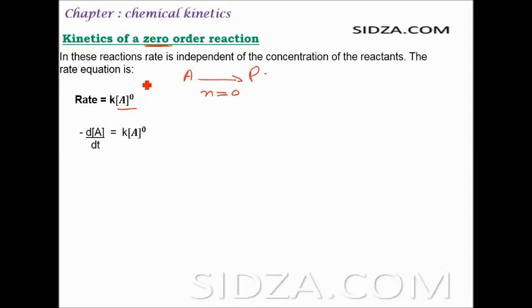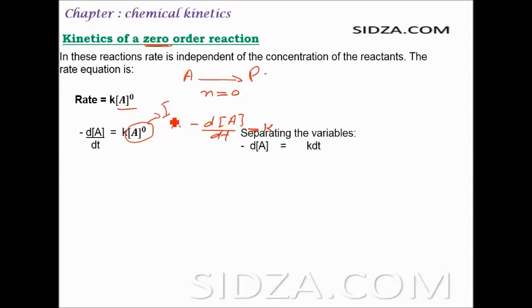So we can further write it like this: minus change in concentration of A by delta T is equal to K into the initial concentration of the reactant A power 0, or I can write it like this: minus change in concentration of A by delta T will be equal to K, right? K only, because here this term is 1.